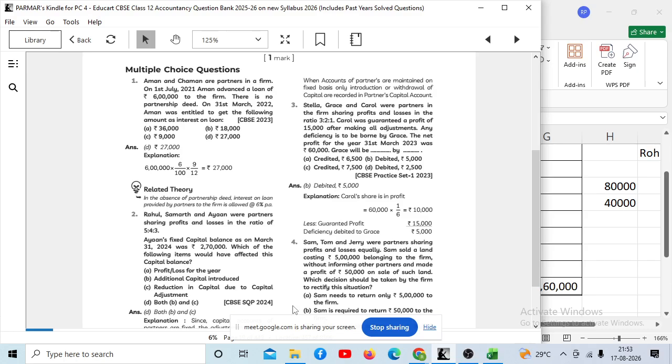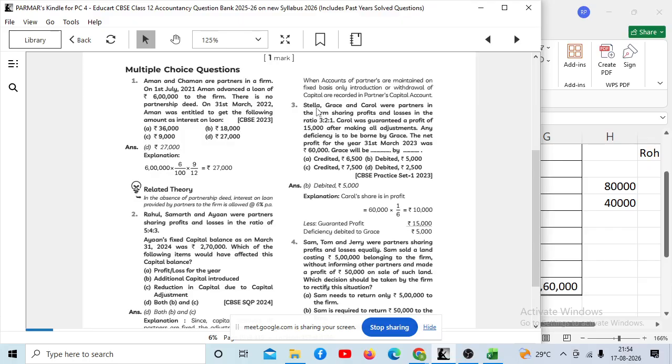Why? Because they are telling that the capital is fixed, right? So whatever is the profit or loss, we don't transfer in capital account. We transfer it to current account. If he brings any additional capital, then it is transferred to capital account. And if there is any reduction in the capital due to capital adjustment, that is also transferred in capital account, right? So his capital will change because of these two reasons, that is B and C. So what is the correct answer? D, both B and C.